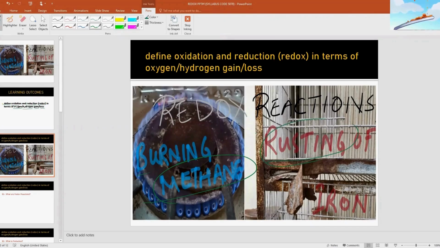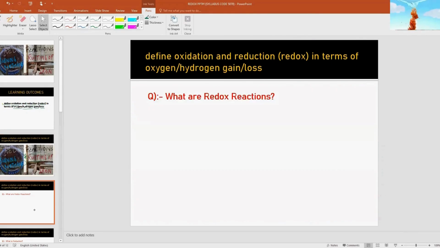This is an iron cage. Both of these processes or reactions are examples of redox reactions. We have other examples also in our daily life, which are redox reactions. So let's continue our lesson.